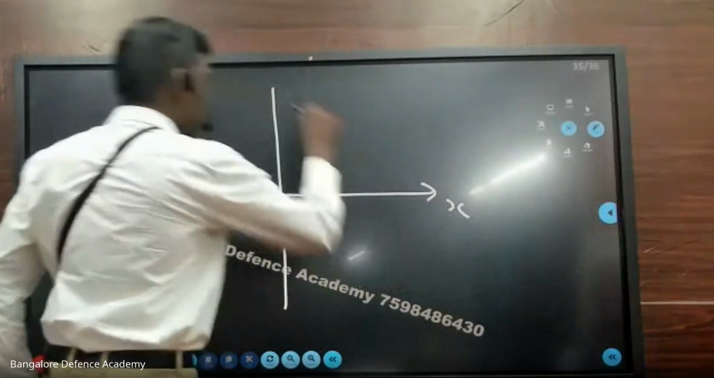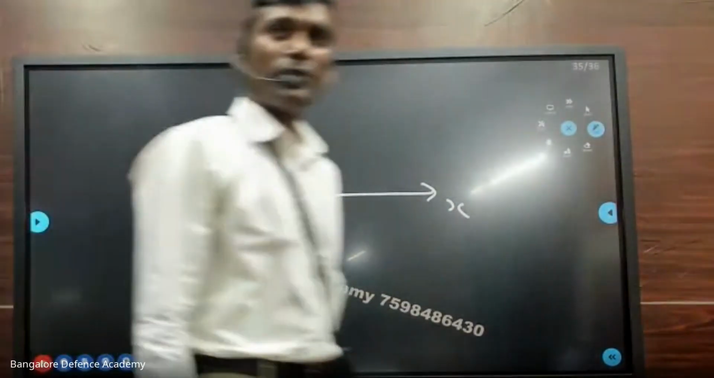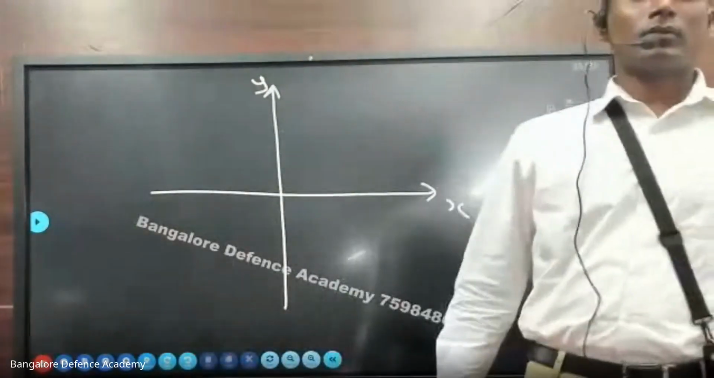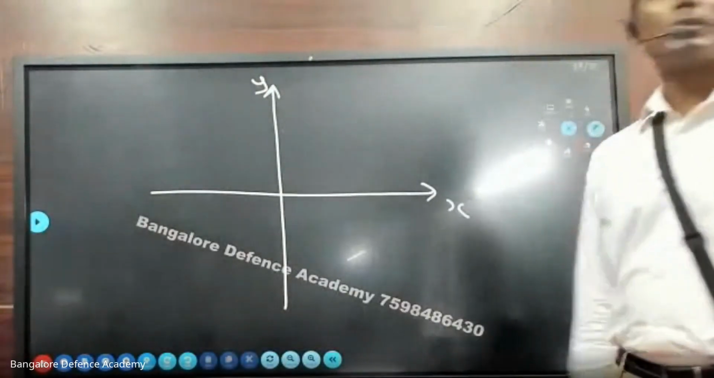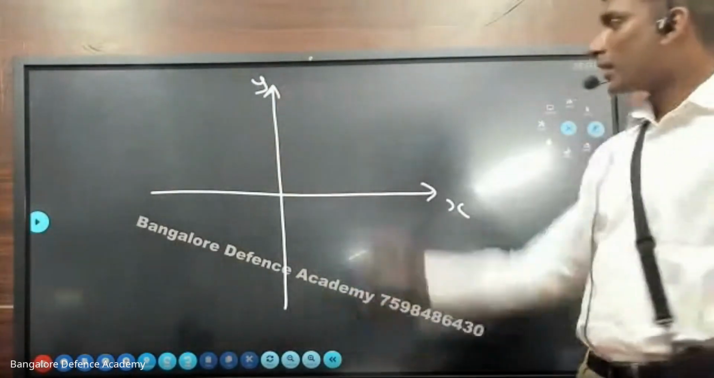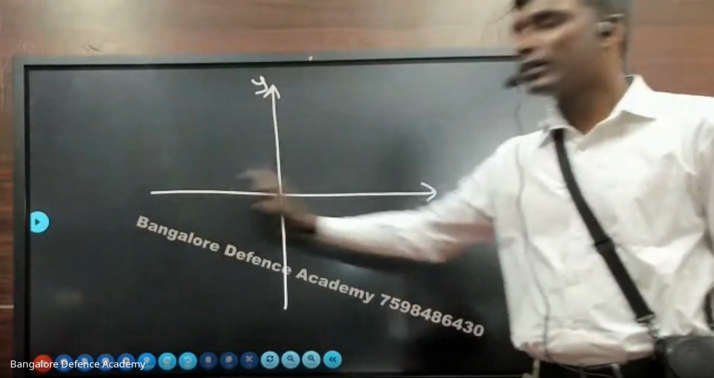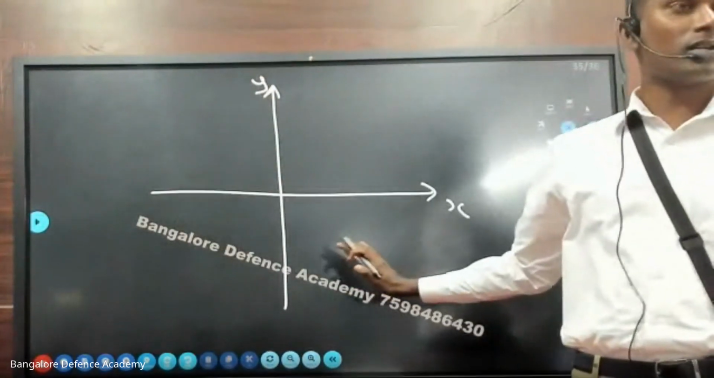This is the x-axis. This is the y-axis. How many axes do you have here? 2 axes. Back, don't talk. X-axis and y-axis. This is the first quadrant. This is the second quadrant. This is the third quadrant, and this is the fourth quadrant. How many quadrants do you have?